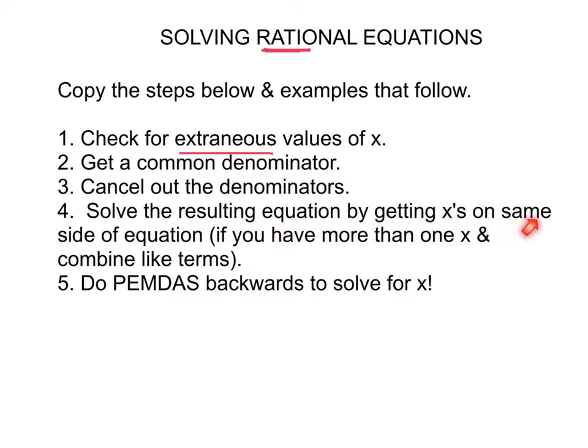You want to get your x's on the same side of the equation, that is if you have more than one x, and you'll combine your like terms if you have any, on independent sides of the equation. Then you'll solve for x. You'll get x by itself by PEMDAS backwards. So pause the video so you can write those steps.